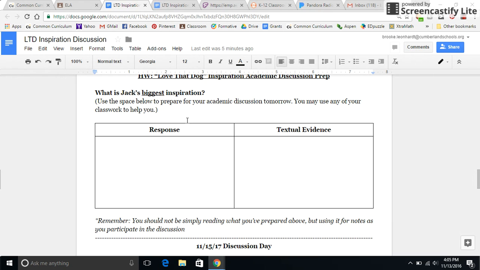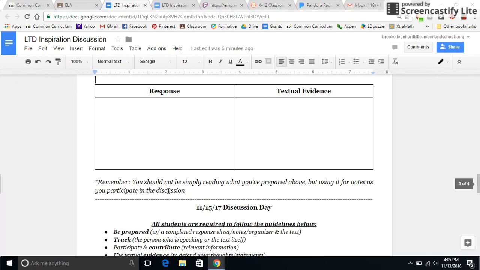However, I gave you a chart. If you want to put your answer here and your evidence here, that's fine. But remember that whatever you put here, you are allowed to use tomorrow, but you shouldn't be reading it. Okay? You're not just standing there reading it out loud. You're participating in natural discussion. So put everything that you think you might use in your discussion here.